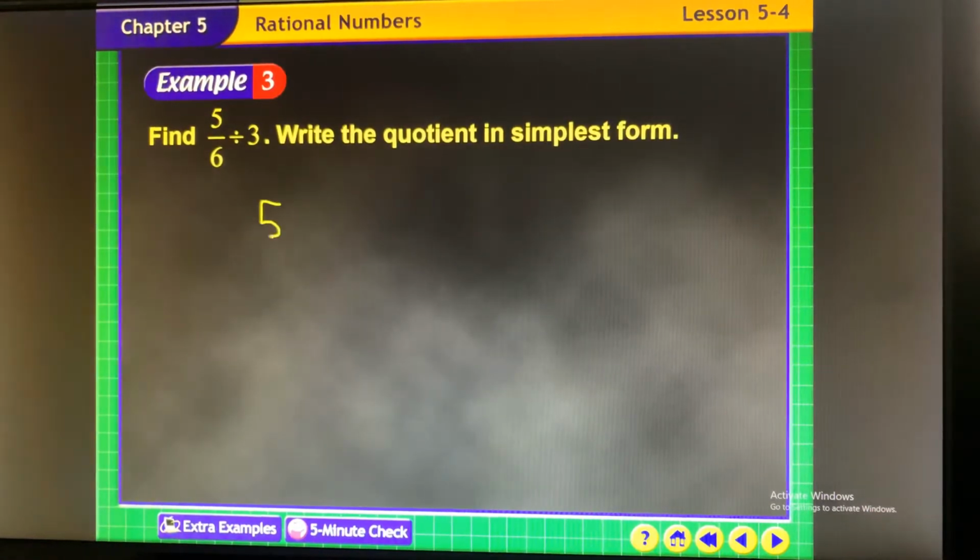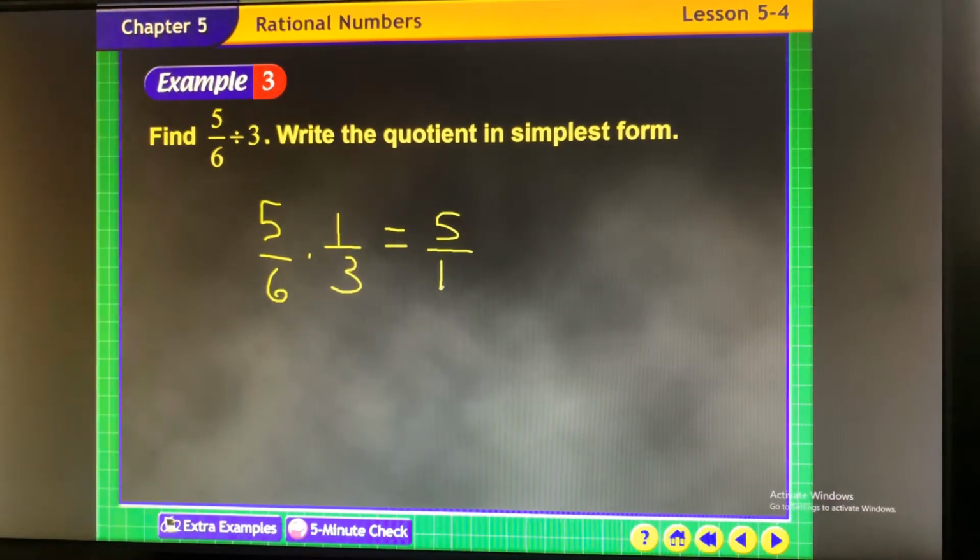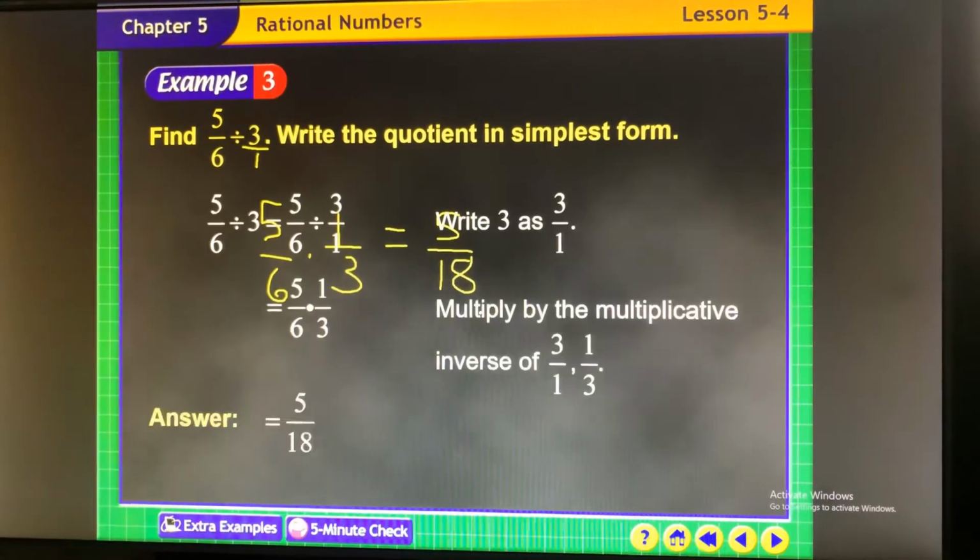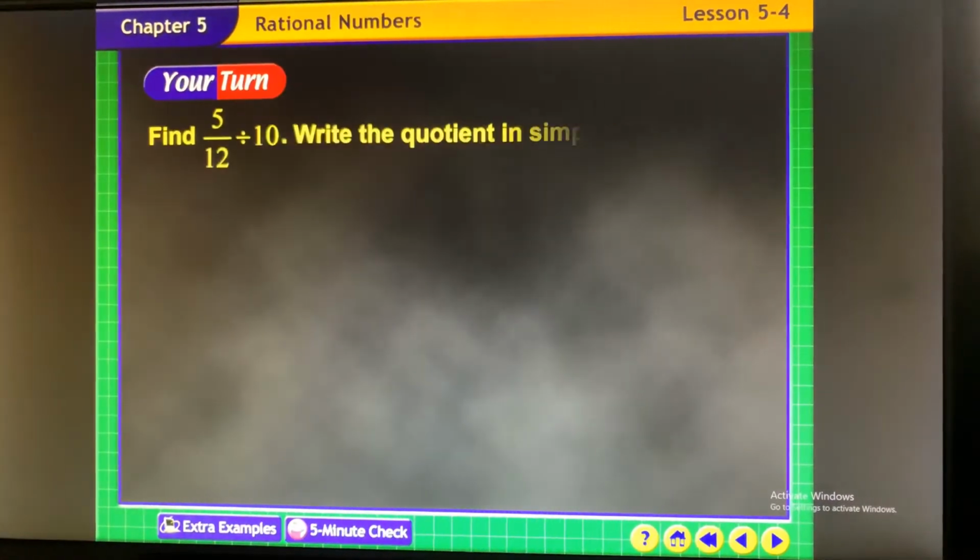Skip it, flip it, multiply it, 5/18. Remember, whole numbers are over 1, so to flip it would be 1/3. Skip, flip, multiply, try it.